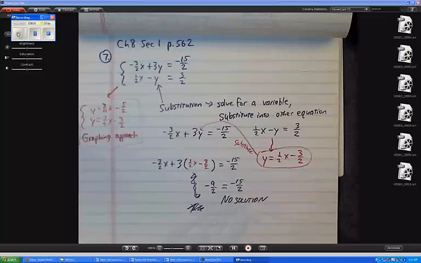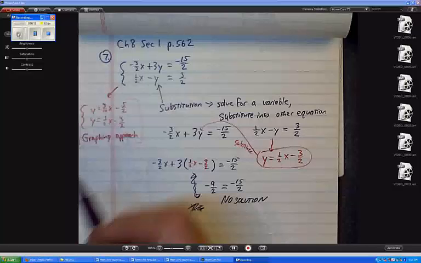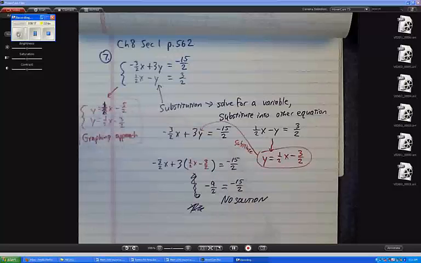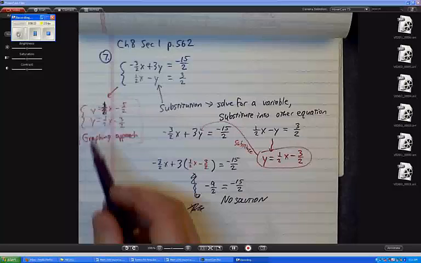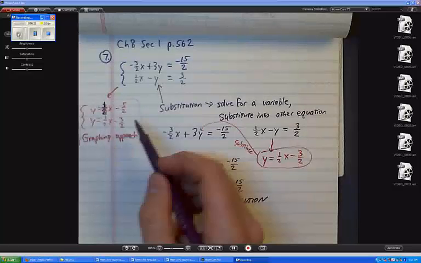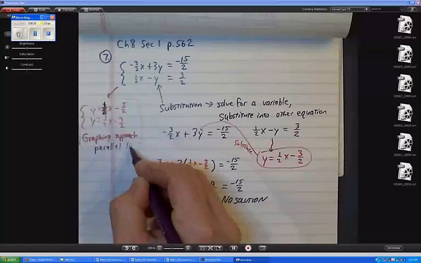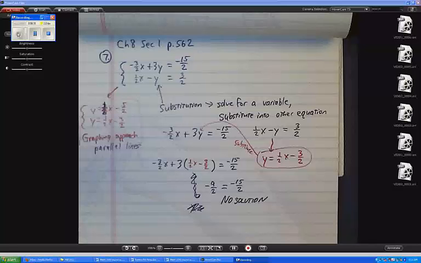Why did I pick this one then? Let me go back to these lines. Let me check this out again. Oh, if I divide by 3, isn't it y equals 1/2 x minus 5/2 and y equals 1/2 x minus 3/2? That's my mistake. So the graphing approach, you would get parallel lines. Okay. Well, that's kind of annoying. Well, it is. It is.